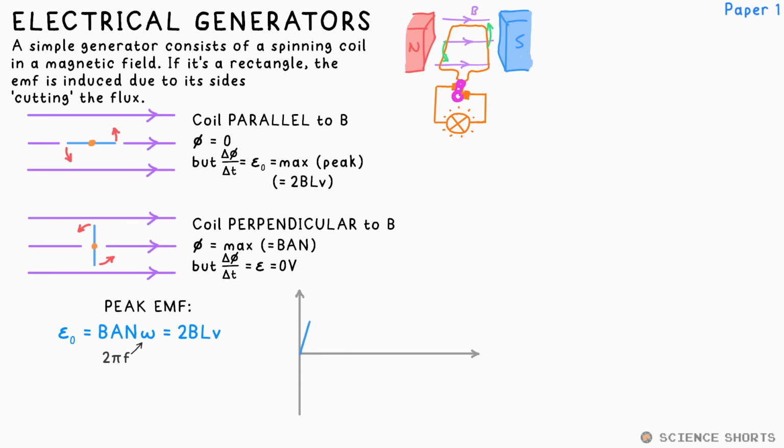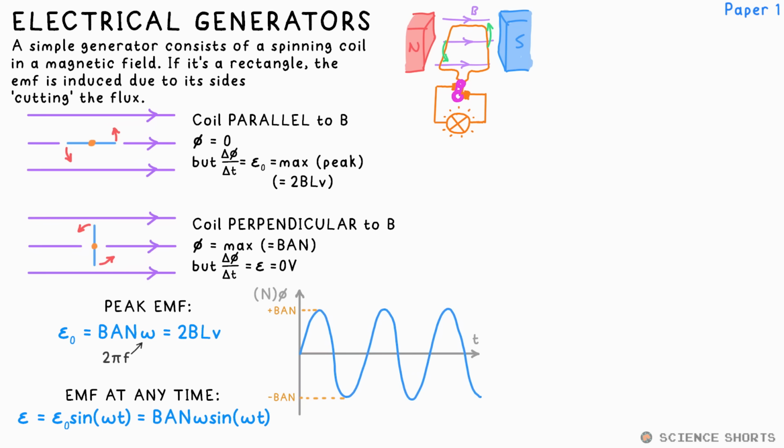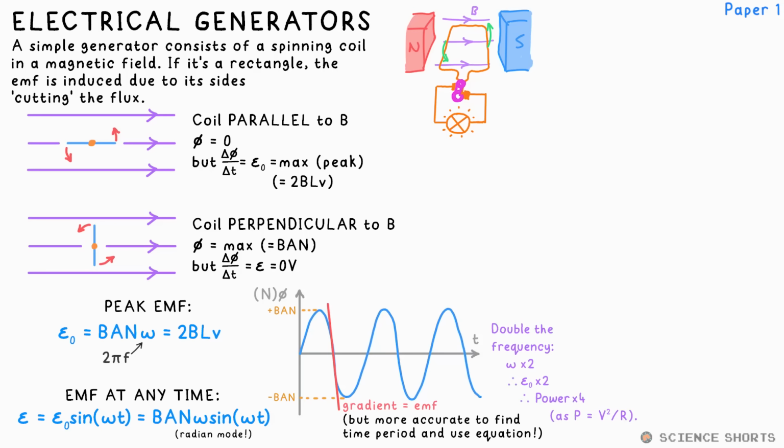The EMF the rest of the time then changes sinusoidally. So the EMF at any point is equal to BAN omega, that's the maximum EMF, times sine omega t or cos omega t, depending on whether it starts at 0 or a maximum, respectively. Don't forget that whenever you use sine or cos for spinny things, they have a pi in, so we have to use our calculator in radian mode.